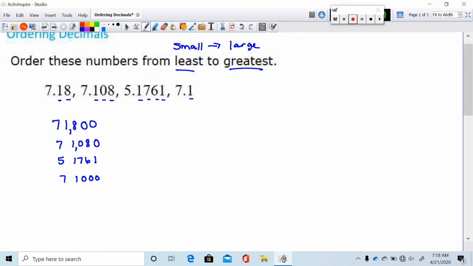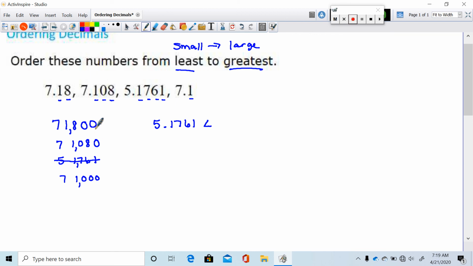71,800, 71,080, 51,776, and 71,000. Well, the smallest number is 51,000. So that belonged to the 5.1761. You want to make them look like they were originally. And then we're going from least to greatest, so I'm going to put a less than symbol.